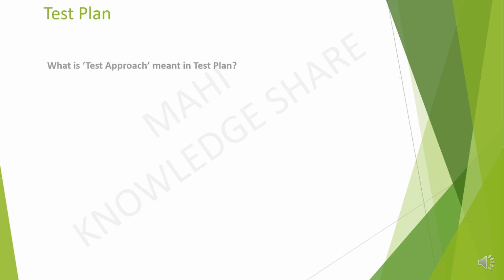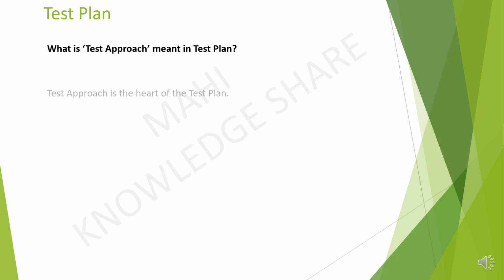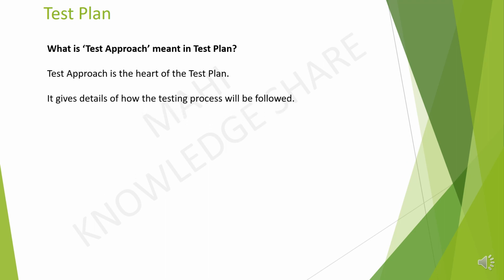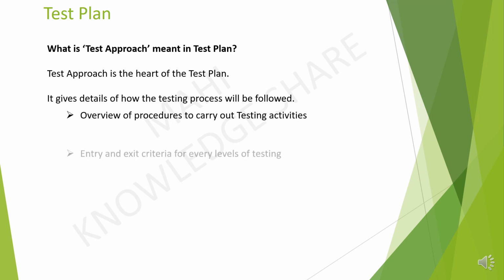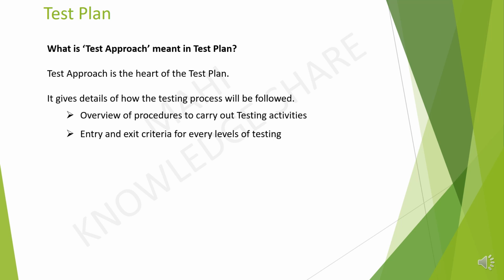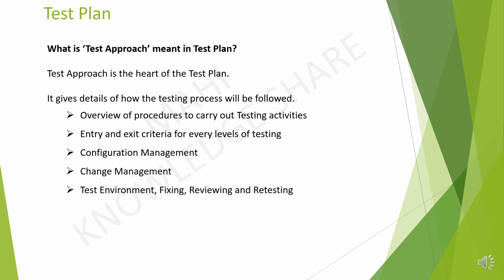Test approach section in test plan document. Test approach is the heart of the test plan. It gives details of how the testing process will be followed. Details covered in this section are overview of procedures to carry out testing activities, entry and exit criteria for every level of testing, configuration management, change management, test environment, defect fixing, reviewing and retesting, metrics collection and use of tools.